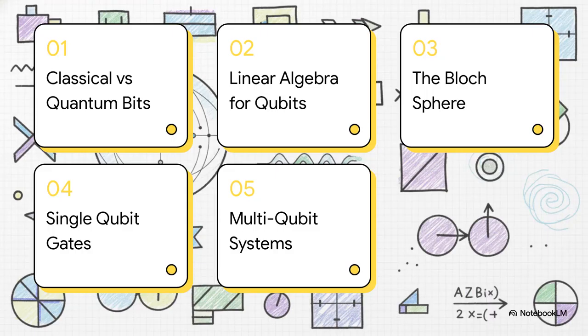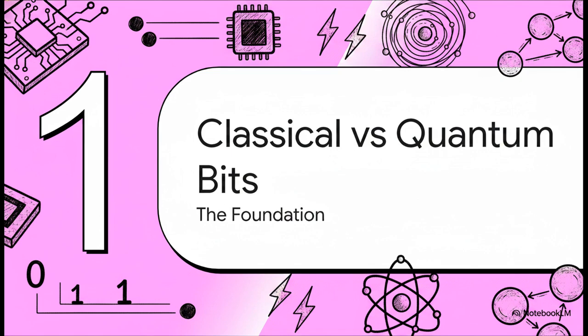Okay, let's look at our roadmap. We'll cover 1. Bits versus quantum bits. 2. Linear algebra for quantum. 3. Visualizing the Bloch sphere. 4. Single qubit logic gates. And finally, 5. Multi-qubit systems and gates. Let's get to it. All right, section 1, bits versus quantum bits.